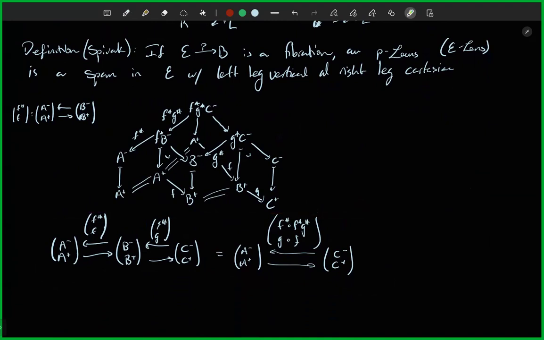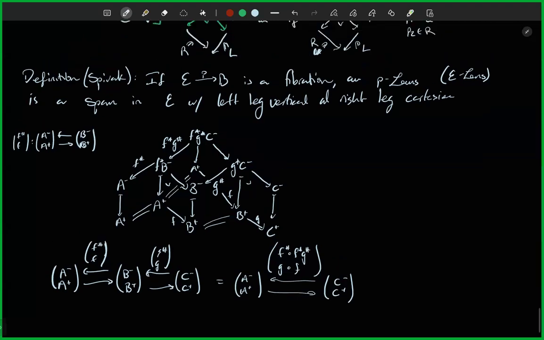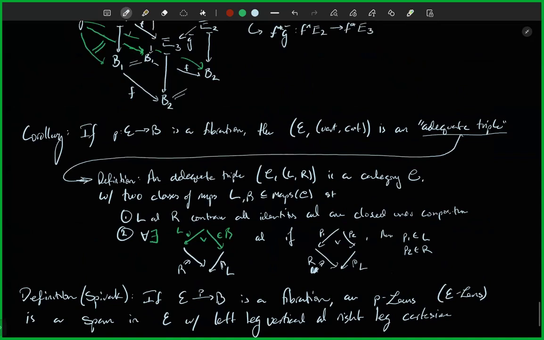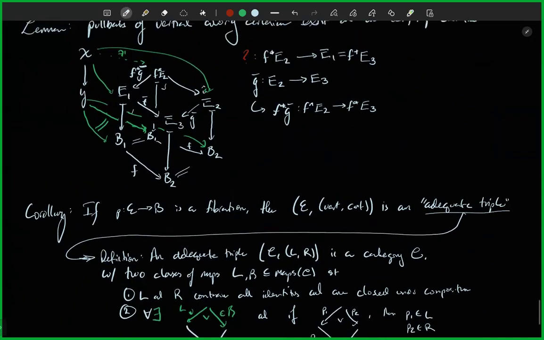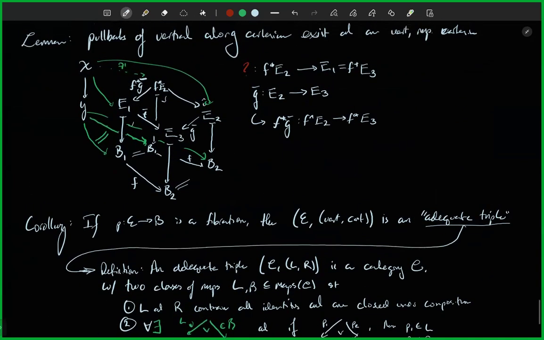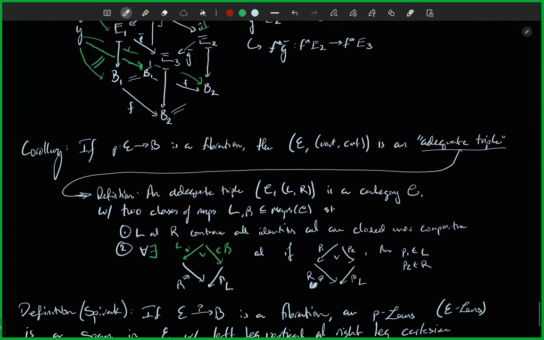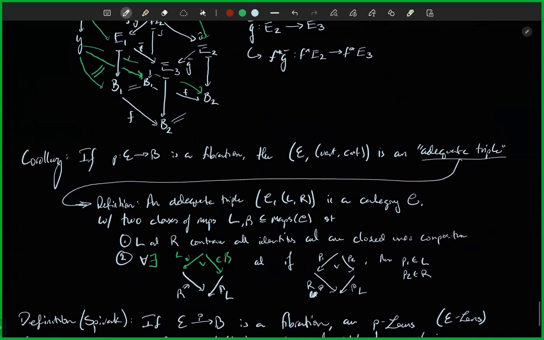Maybe it's a very subtle point, but the third condition for adequate triples was that any pullback of an R along an L is another R and an L. Is that right, that one there? Is that strictly true for vertical maps of fibrations, or does it need to be Cartesian? I think you're right. It needs to be vertical.